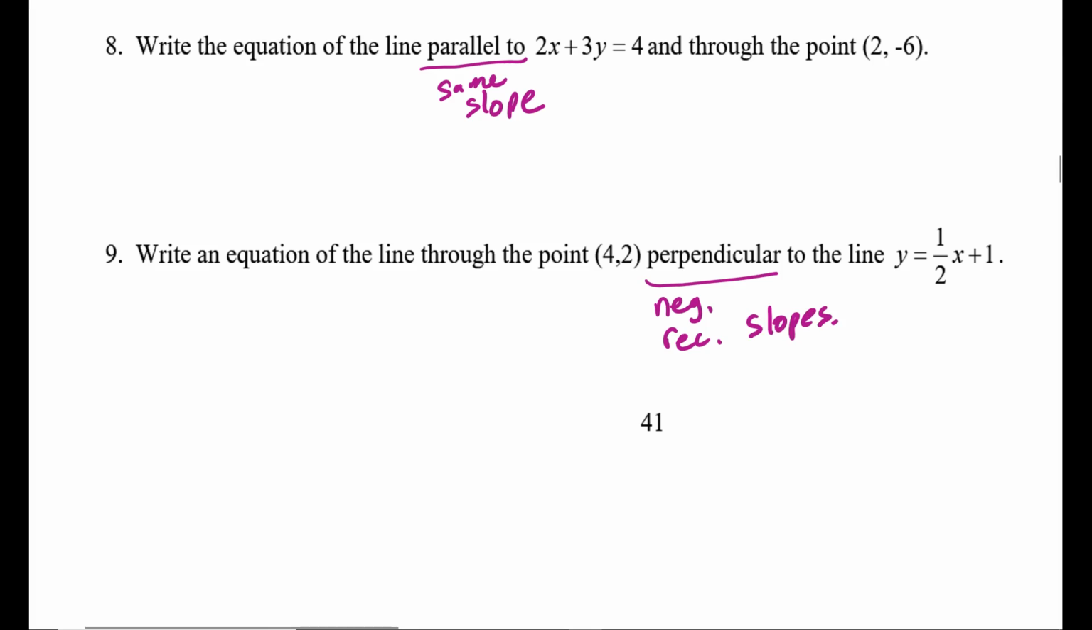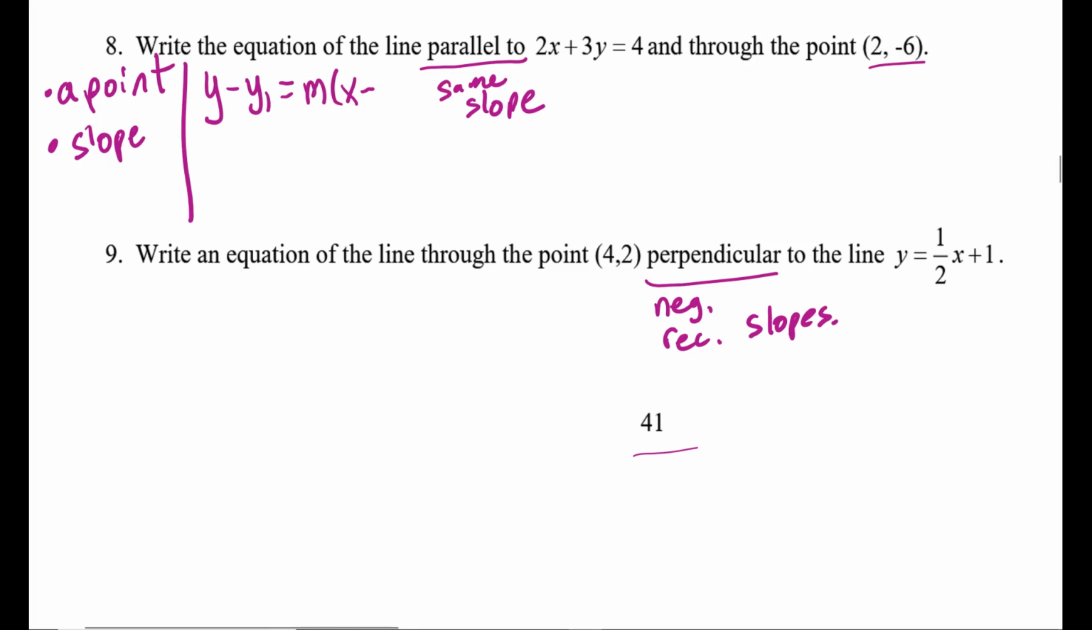But for number 8, and this is number 8 on page 41 of your packet if you want to follow along, write the equation of a line parallel to 2x plus 3y equals 4 that goes through the point (2, -6). Well, to write the equation of a line, we need at least two things. We need a point on the line, and we need the slope. Because it's always easiest to plug into point-slope form, which, if you remember, is just y minus y1 equals m, or the slope, times x minus x1, where that (x1, y1) represents any point on your line.